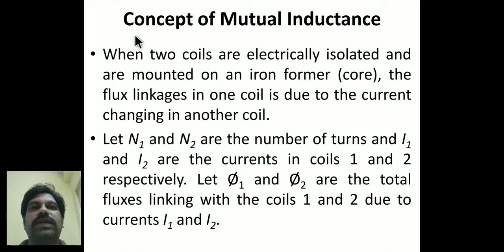Next, let us see the concept of mutual inductance. When two coils are electrically isolated and mounted on an iron former, that is a core, the flux linkage in one coil is due to the current changing in the other coil. That means if the current is changing in one coil, flux is produced in the other coil. This concept is called mutual inductance. Let N1, N2 be the number of turns and I1, I2 be the currents in coils 1 and 2 respectively, and phi 1, phi 2 be the total fluxes linking coils 1 and 2, due to the currents I1 and I2.